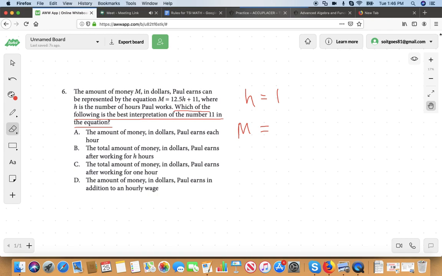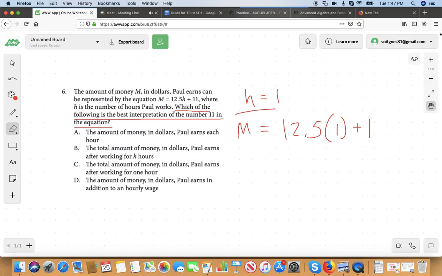Yeah, it's 12.5 times H, right? That's what 12.5 H means. And like we said, H is 1. We just made it 1 up here, but we're testing that value. So we're just going to plug it into the equation. 12.5 times 1, plus 11. Does it make sense what I did there? Yes. Okay, there was an H, now there's a 1, because I set H as 1.